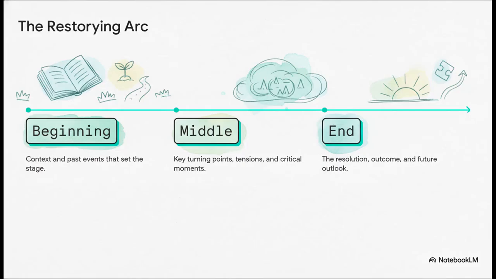And this visual here just lays it out perfectly. Restorying organizes everything chronologically. You've got the beginning, which sets the context and talks about past events. Then the middle, with all the key turning points and the real tensions. And finally, the end, the resolution, and what the future might look like. It's all about finding that narrative arc that exists within a life.